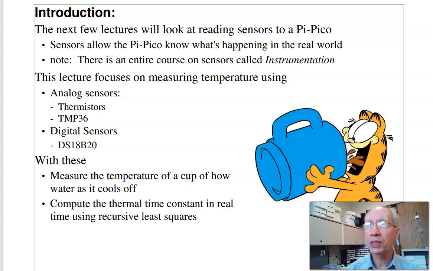With these sensors, we're going to look at measuring the temperature of a cup of water, measuring the temperature of a light bulb as it warms up and cools off. And then with the temperature of a hot cup of water, we'll look at trying to measure the thermal time constant.